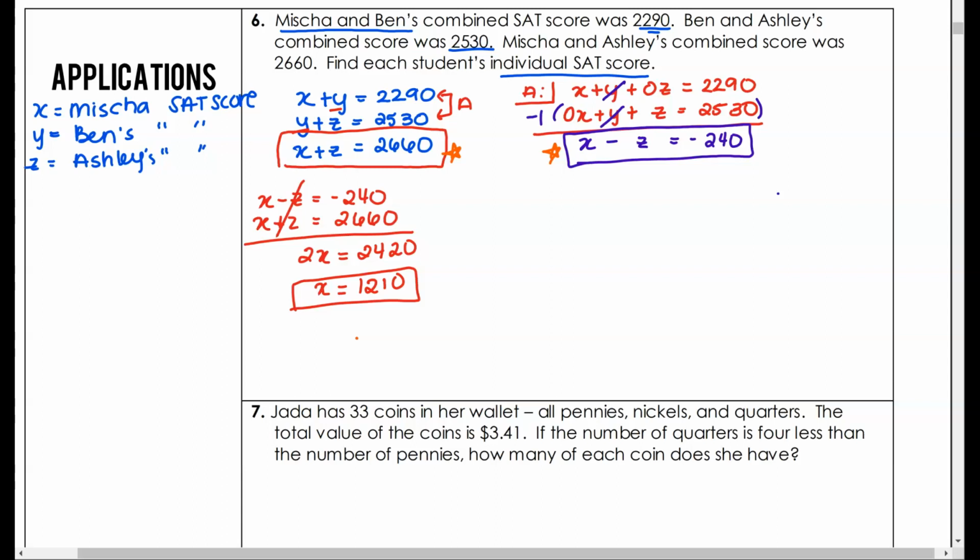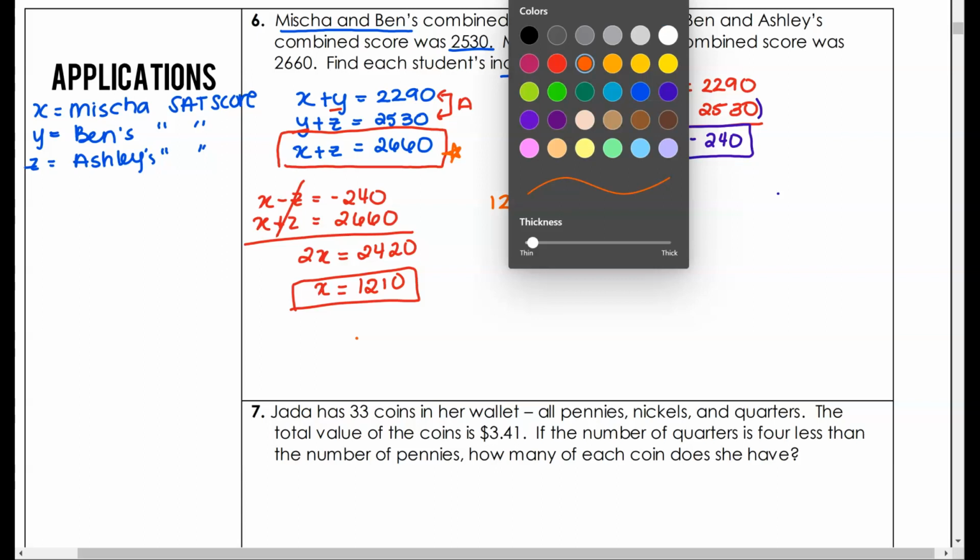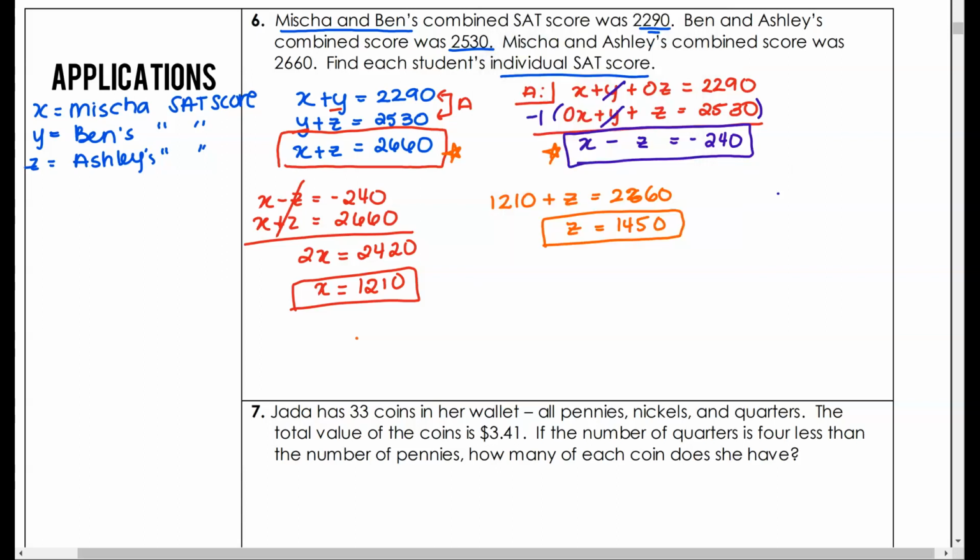All right, so here we're going to go ahead and plug it in. So we have 1,210 plus z equals 2,660. Subtract 1,210 from that, and so we end up that z is equal to 1,450.